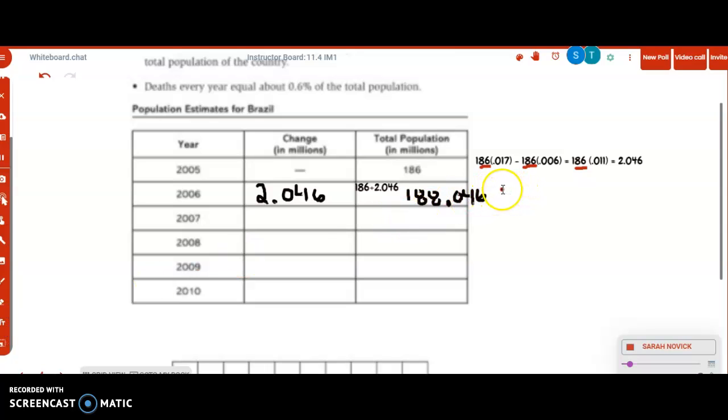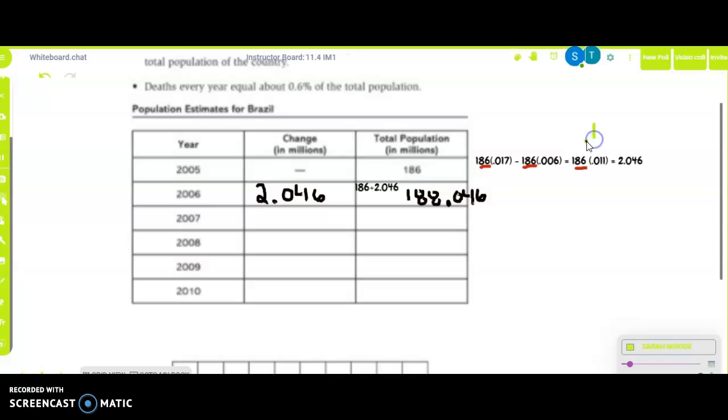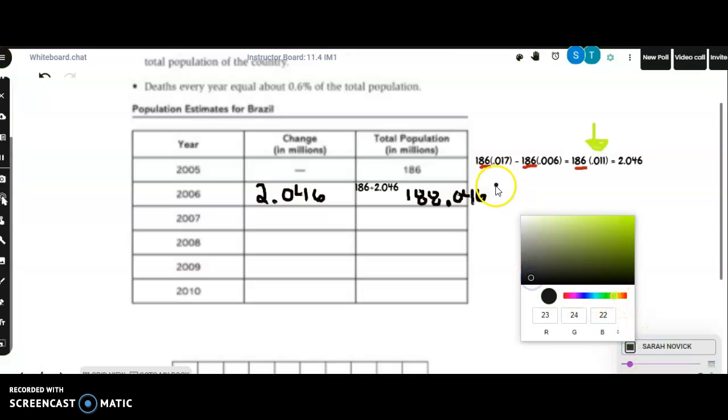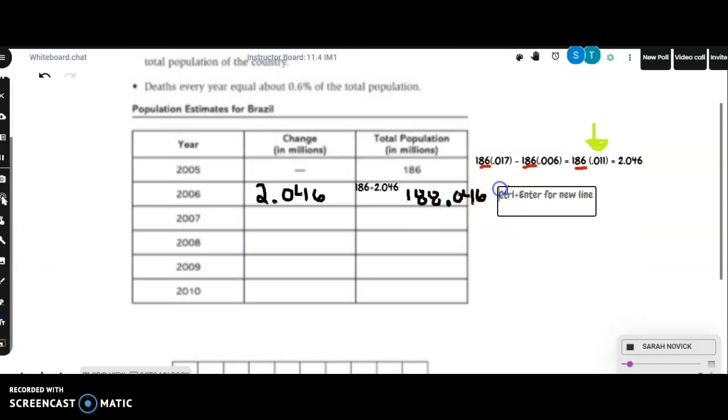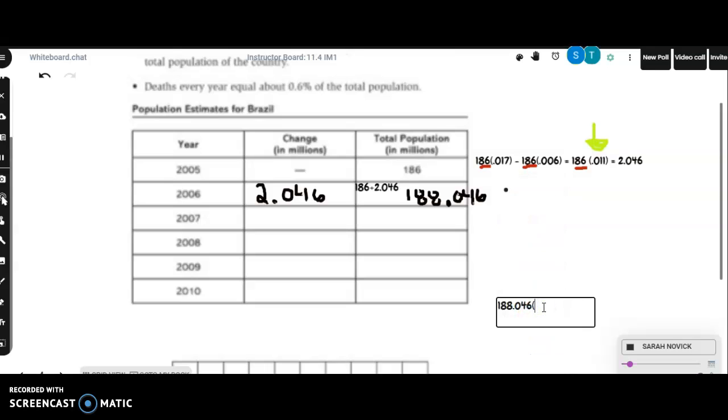It's going to look a little more intense to write, so I'm just going to use our shortcut way, because why not take the shortcuts? That's what algebra is. It's just a way of abbreviating things and making things shorter. So we would say 188.046 times 0.011, and that's going to be our change.